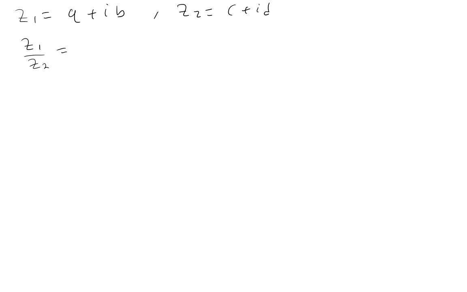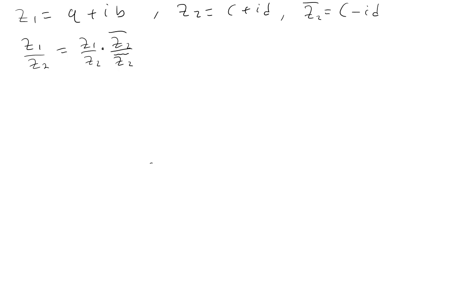the usual way to do this is z1 over z2, then we multiply it by the conjugate of z2. And remember that z2 conjugate is c minus id, to change the sign of the imaginary part of the complex number. And after this, then we do the computation.